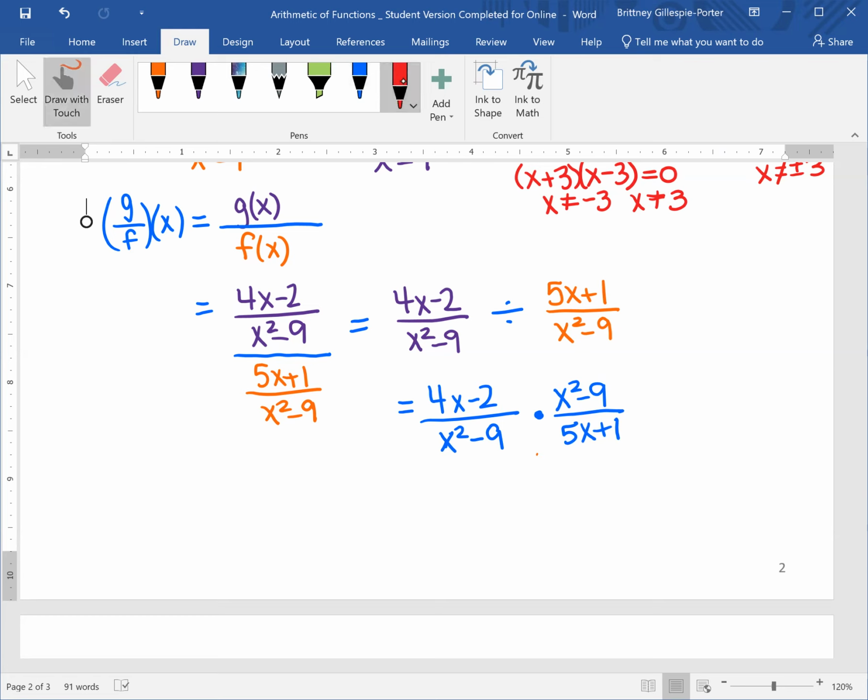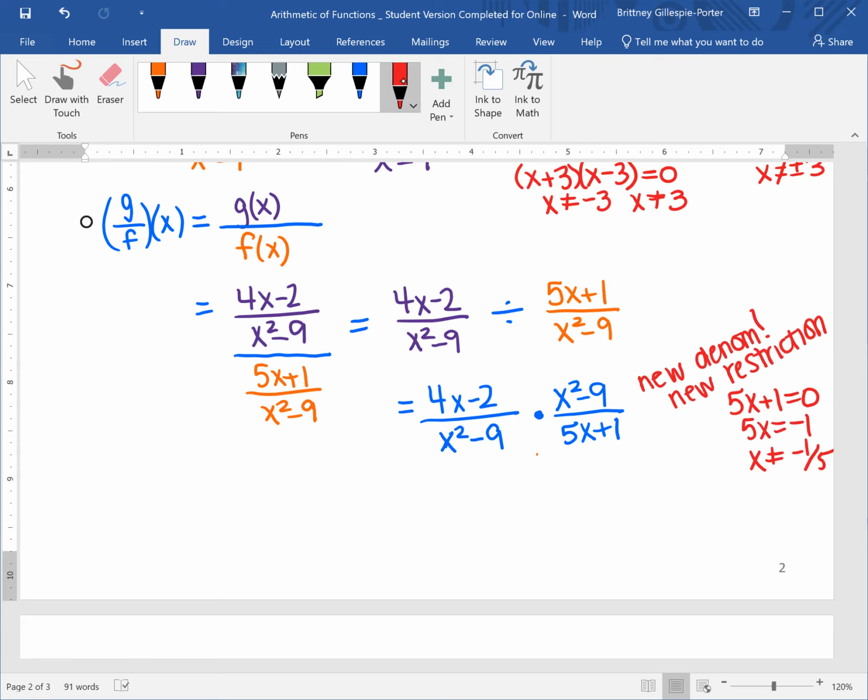And a new denominator means that we need to stop and find the new restriction. So we're going to take 5x plus 1 equal to 0. 5x is equal to -1, and we find out that x cannot be -1/5. As soon as you get a new denominator, you need to find that new restriction.